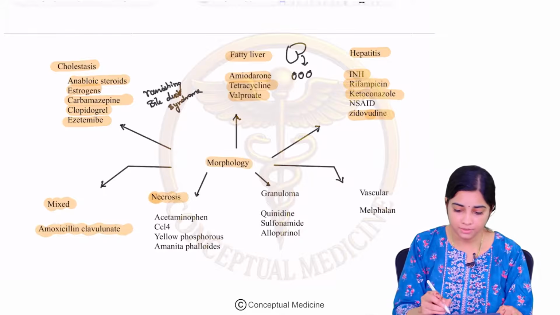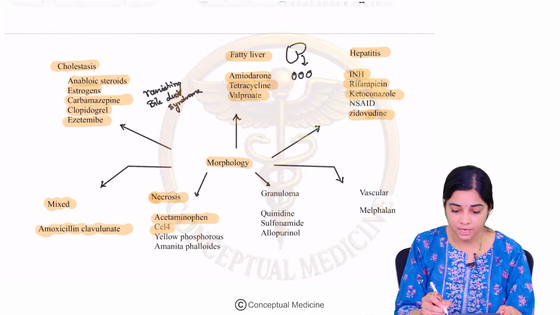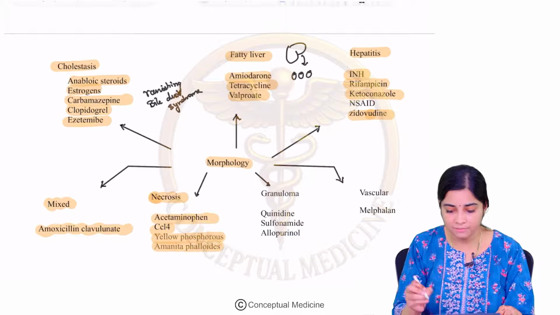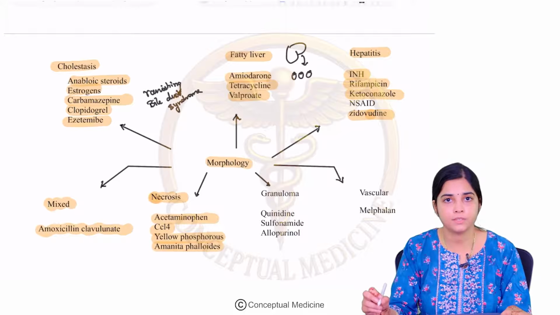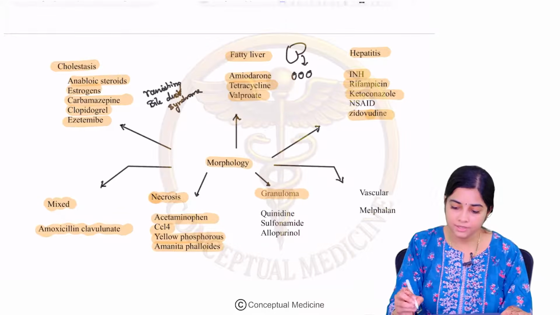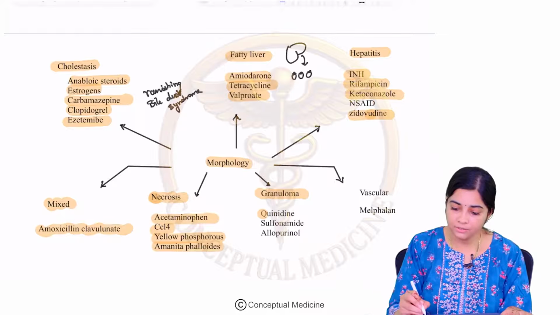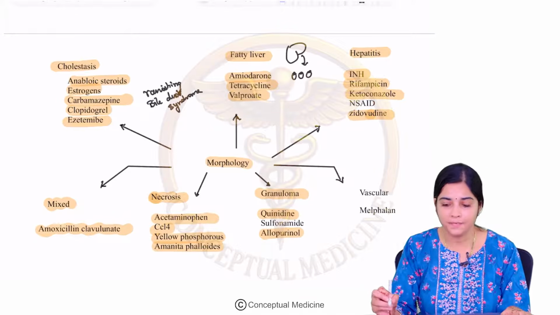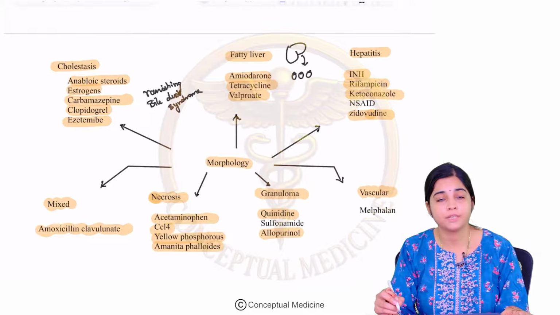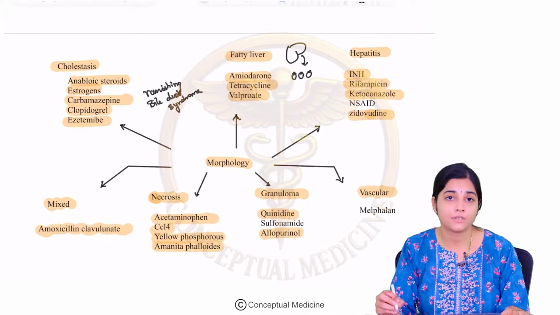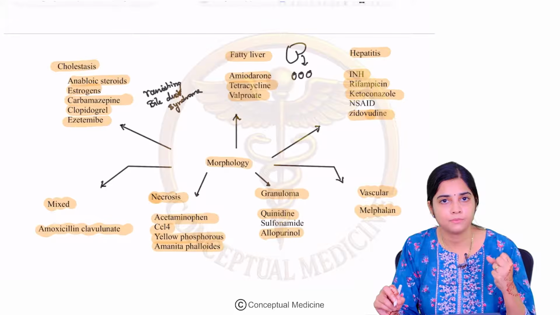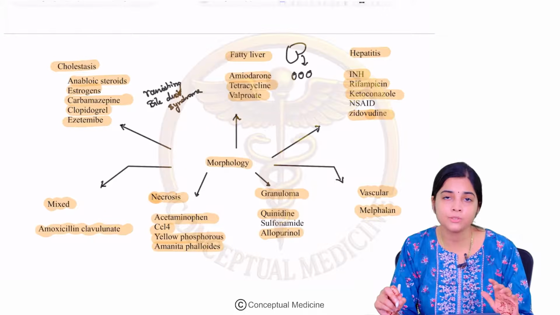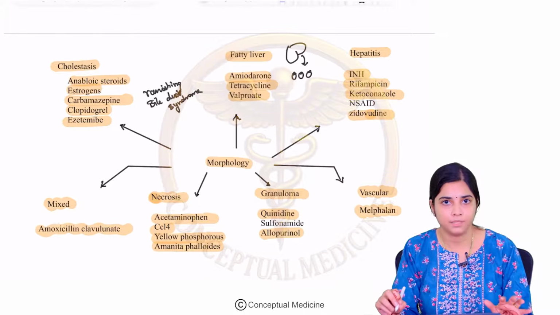Necrosis, very important: you have acetaminophen, carbon tetrachloride, yellow phosphorus and mushroom poisoning. Then which drugs are associated with granuloma formation in the liver? Granuloma is seen with quinidine and allopurinol. Which drugs can cause vascular injury? Vascular injury means they can cause a Budd-Chiari sort of syndrome. This is the anti-cancer drug melphalan. Okay, so this is a little bit memory based, but if you just go through and remember the prototypic drugs, then it will become very easy.